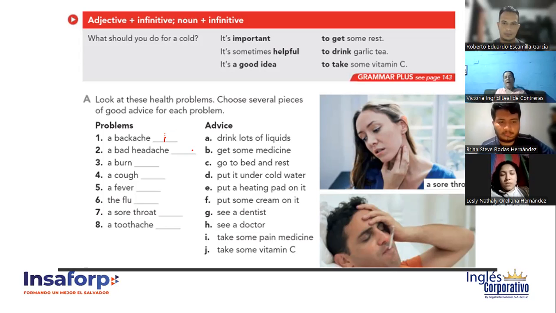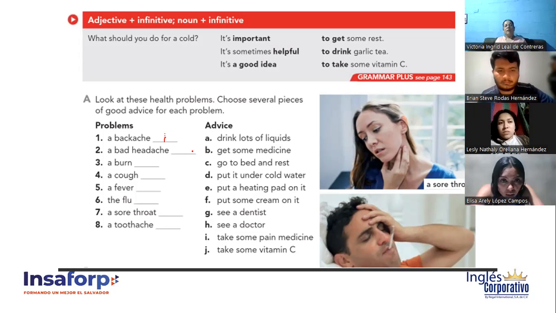Okay, letter I, yes. A headache? Maybe B or E. Okay, letter C, go to bed and rest. And also letter I, take some pain medicine.